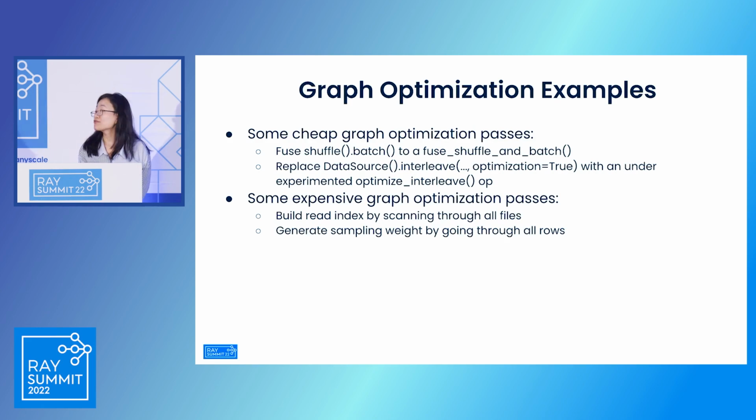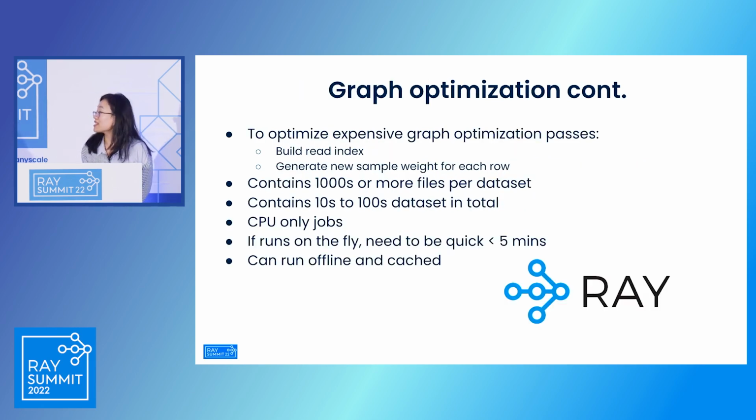And some graph rewriting is very expensive. For example, going through all the rows and all the files to build the read index, or for some very advanced sampling algorithm, we need to go through all the rows to generate weights so that we can properly sample them. There are some commonalities among those expensive graph optimization passes. They all need to go through millions of rows with terabytes of data, and they all need to finish very quickly because the graph optimization belongs to our data loader initialization stage.